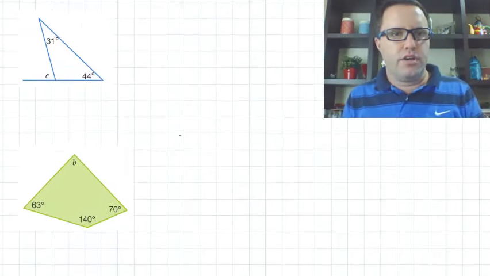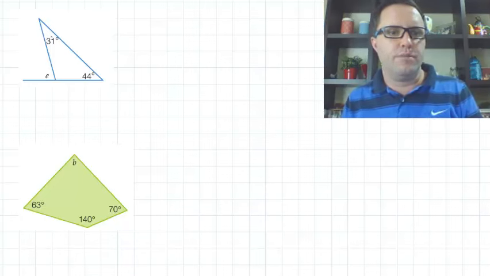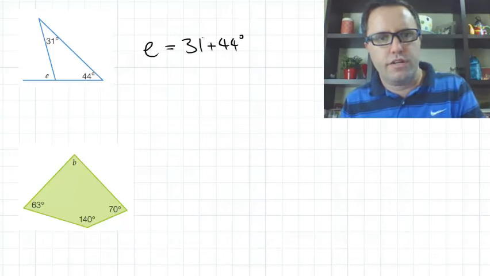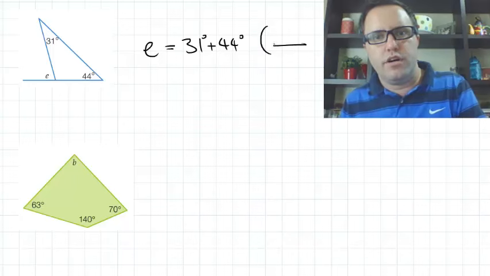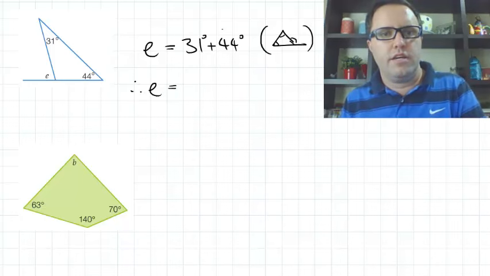Okay, so here we go. We've got an external angle here, and we've been given the two opposite interior angles. So we say E is equal to 31 plus 44 degrees because of our external angles rule. Therefore, E is equal to 75 degrees.